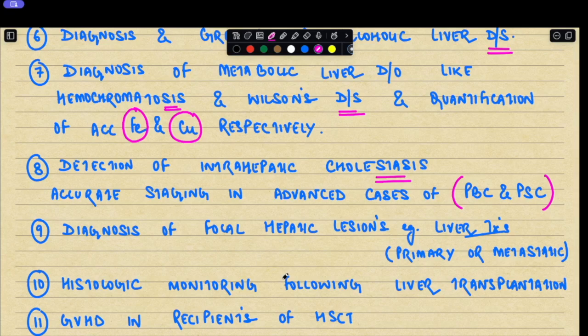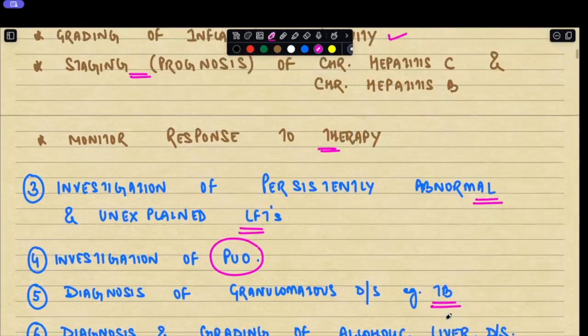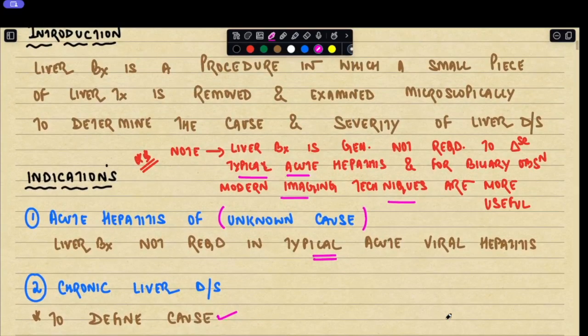Then they are also done for the histologic monitoring following liver transplantation. It is very important, and it also plays an important role whenever there is graft versus host disease in recipients of hematopoietic stem cell transplant, okay? So these are the 11 very important indications of performing a liver biopsy.